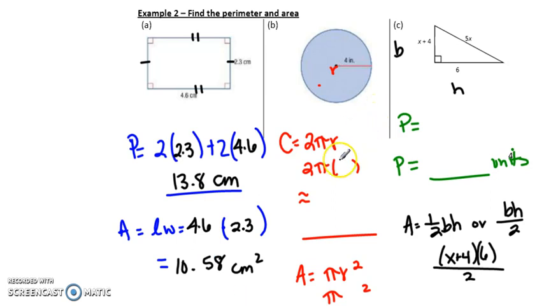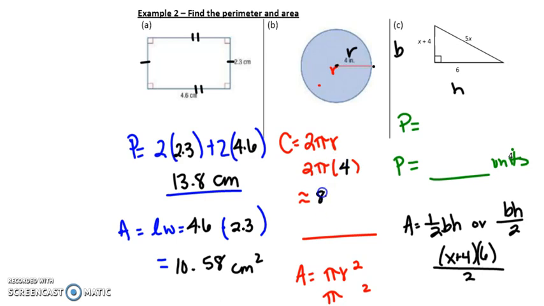For our circle, the circumference is 2 pi r or pi times diameter. In this case, we have our radius, which is from the center to the outside of the circle, is 4. So 2 times 4 times pi.